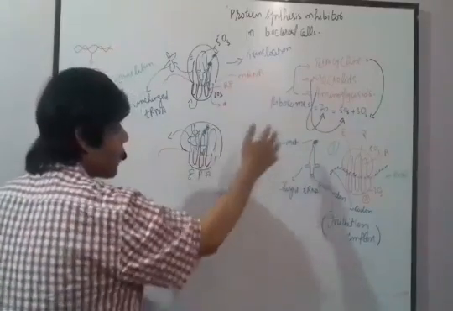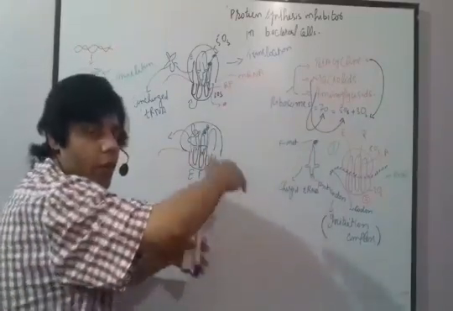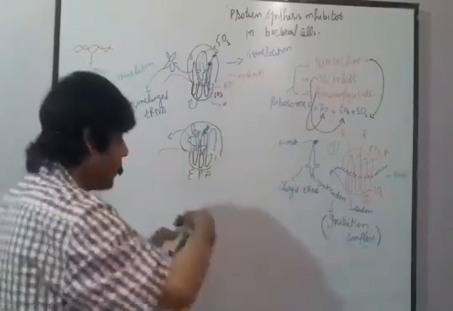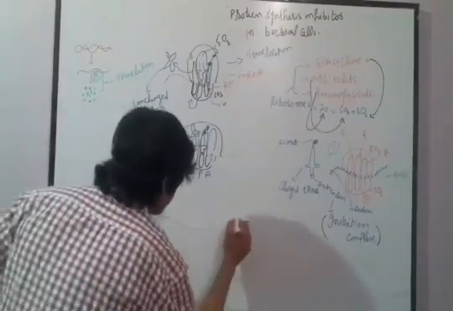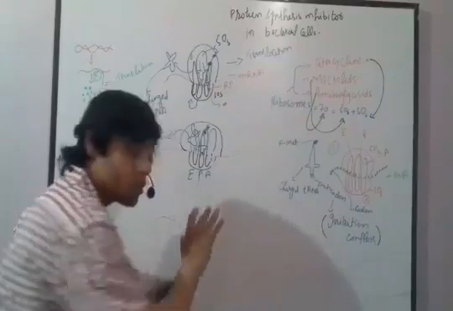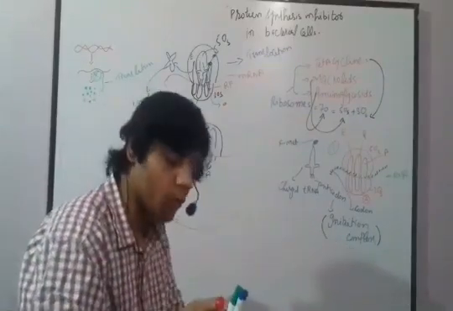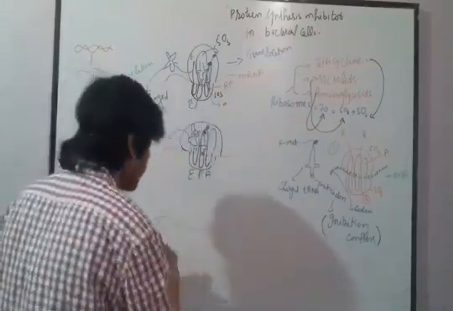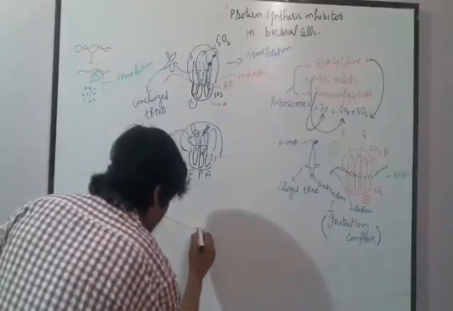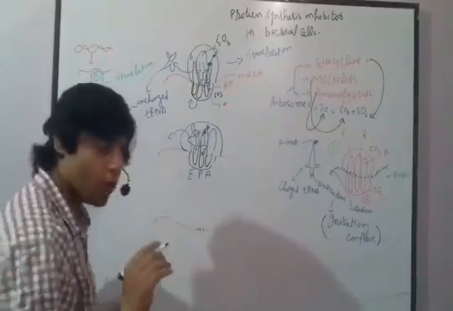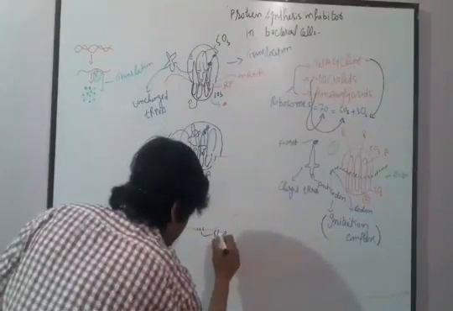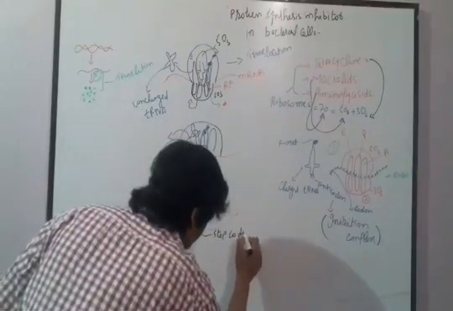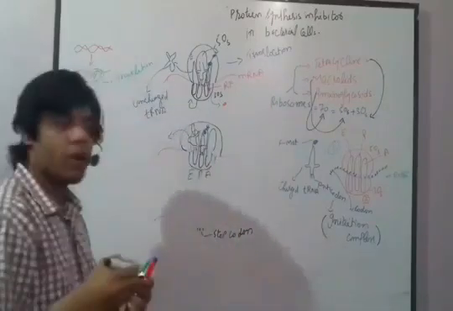So when the transfer RNAs are coming and the amino acids are binding, then what happens? Finally, a stop codon comes. This process will continue until a stop codon comes. Once the stop codon comes, let's suppose this black one represents the stop codon. Then what happens?